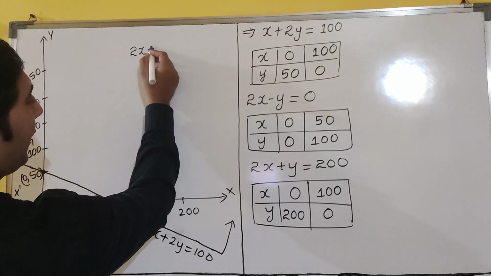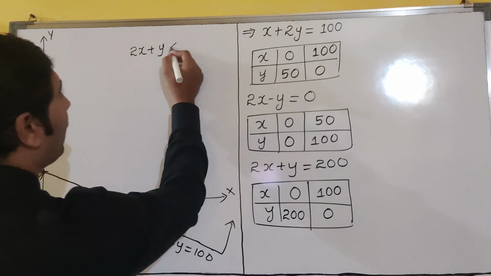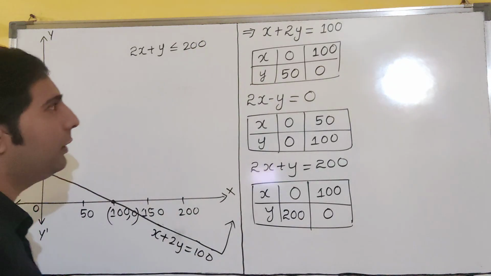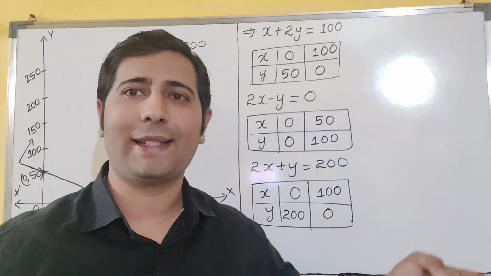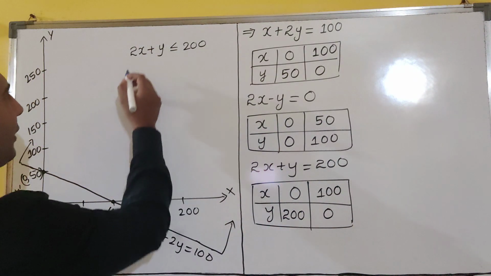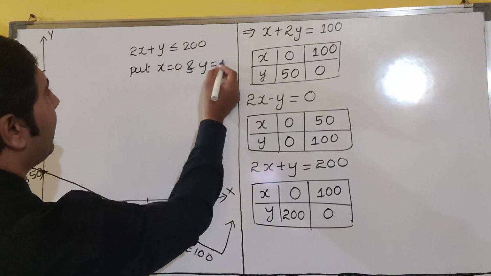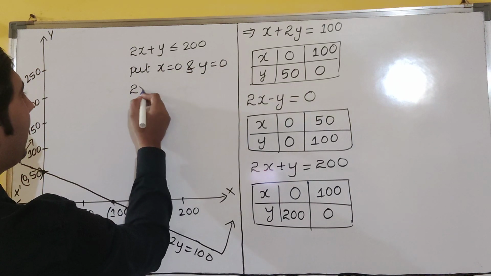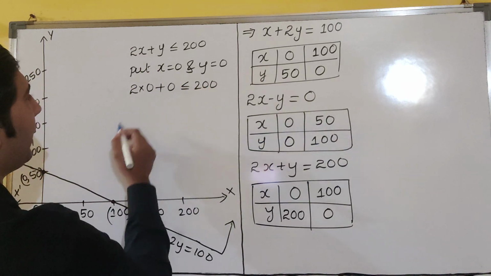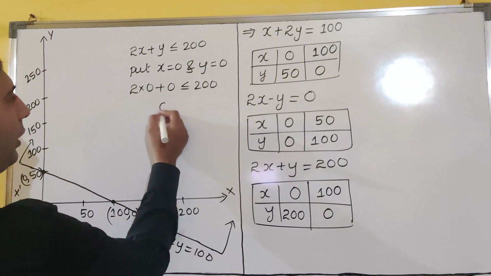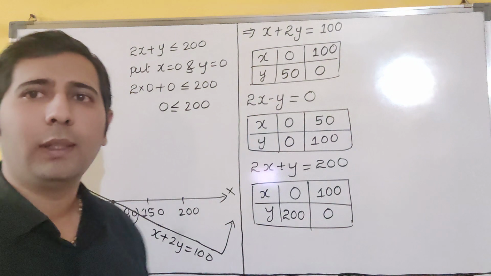2x plus y. What they are given? They are given it is less than or equal to 200, dear students. Yes, no? This is given like this. So again you have to put x is equal to 0 and y is equal to 0. So now again I will put x is equal to 0 and y is equal to 0. Again, does it contain origin or not? So let us check. 2 into 0 plus 0 is less than or equal to 200. 2 into 0 is 0. 0 plus 0, 0. 0 is less than or equal to 200. Yes or no?